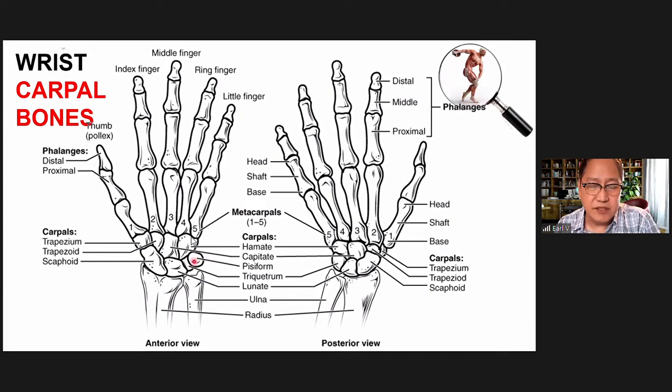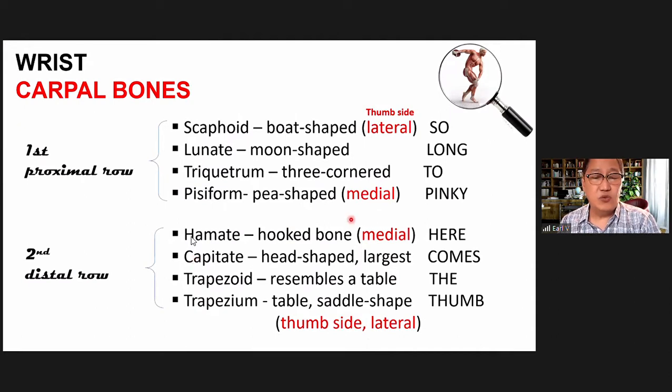Anyway, basta pisiform, anterior portion lang ito nakikita, wala sa dorsum. So now, let's try to identify the carpal bones. The proximal row: scaphoid, lunate, triquetrum, pisiform. Ito, pisiform, nakapatong lang sa triquetrum. And the second row: hamate, capitate, trapezoid, trapezium.